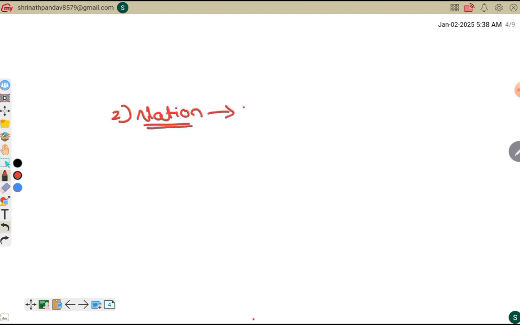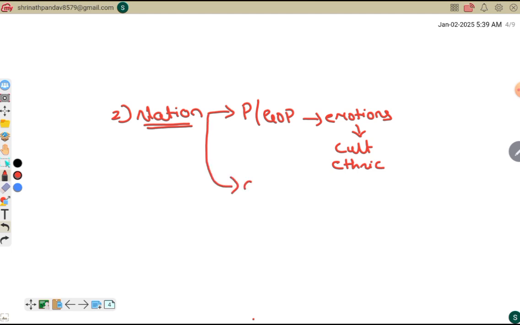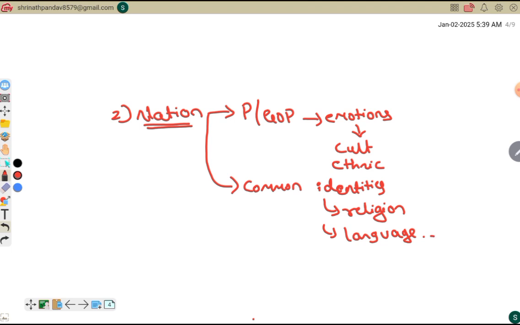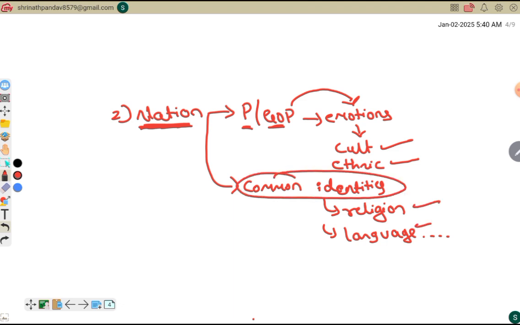Here, the people or group of people come together due to emotions, and these emotions may be cultural emotions, ethnic emotions, etc. And these people are based on common identities, common identities like religion, language, etc. So if you want to call something a nation, the people or group of people should be based on emotions, that is cultural emotions, ethnic emotions, and they should have common identities, that is religion, language, and others.